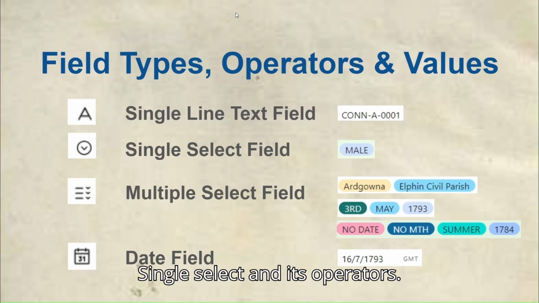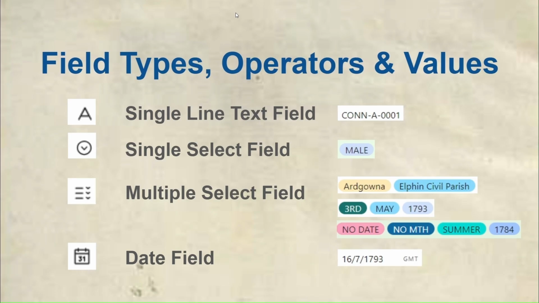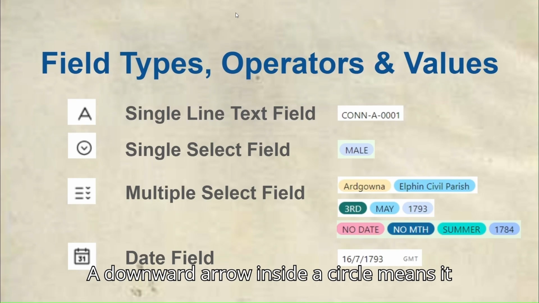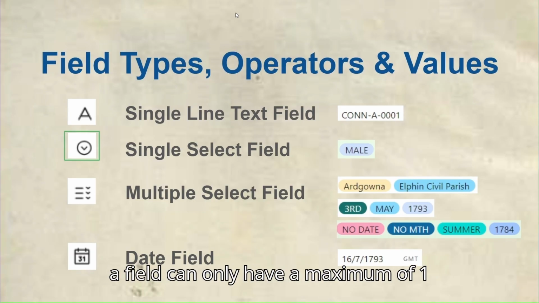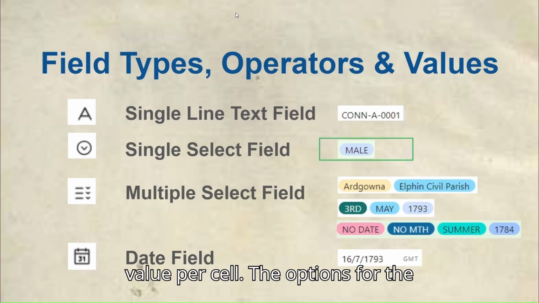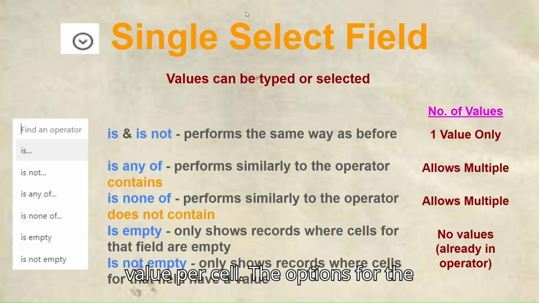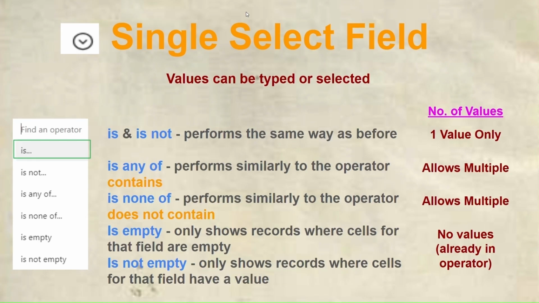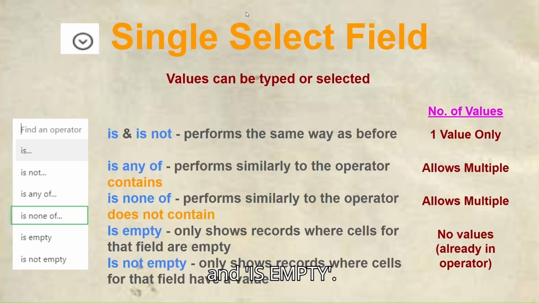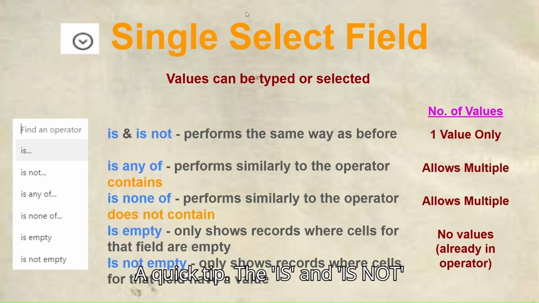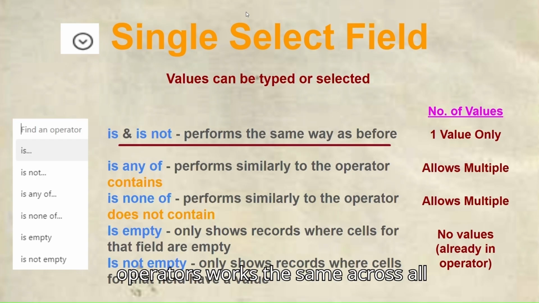Single select and its operators. A downward arrow inside a circle means it is a single select field. This means that a field can only have a maximum of one value per cell. The options for the operators when this type of field is chosen are is not, is any of, is none of, and is empty. A quick tip: the is and is not operators work the same across all field types.